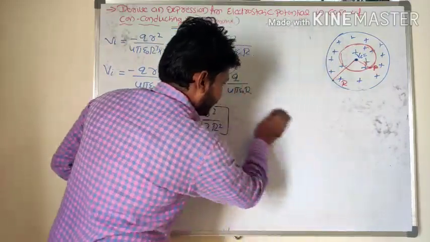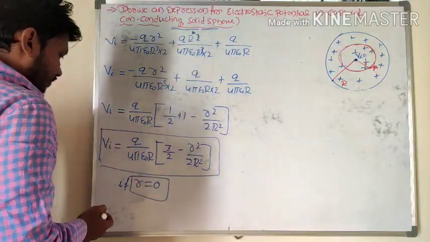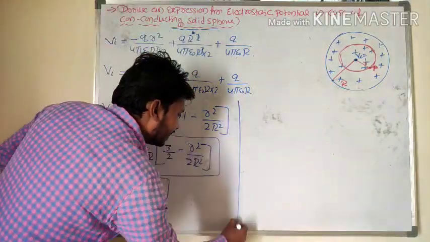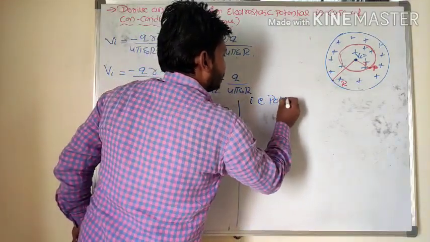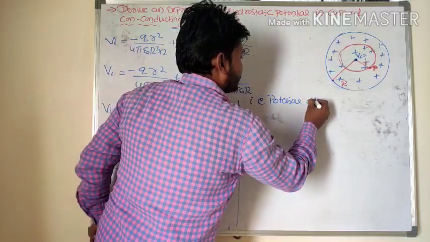One second here. If r is equal to 0, that means potential at the center.